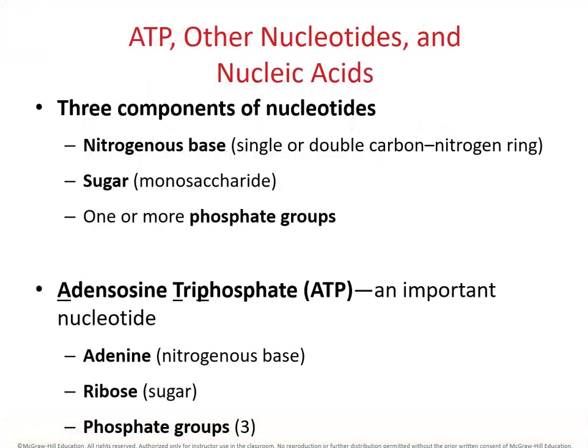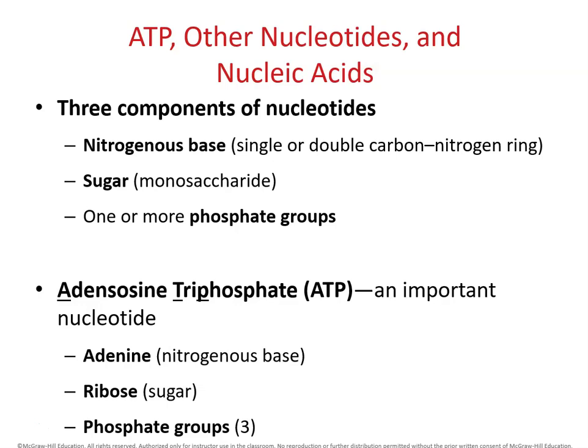So nucleotides always have the same three components. Let's take a step back. The nucleotide is the monomer of a nucleic acid. Nucleic acid is a polymer made up of monomers, which are nucleotides. Okay, so monomer, nucleotide, polymer, nucleic acid.